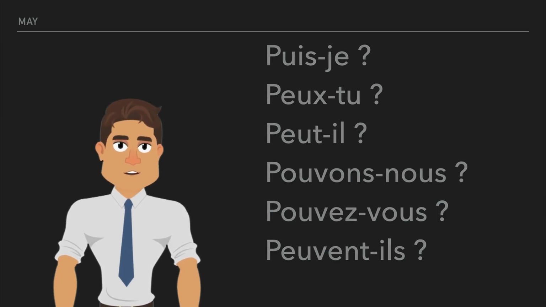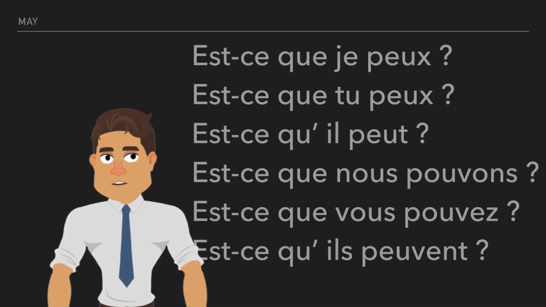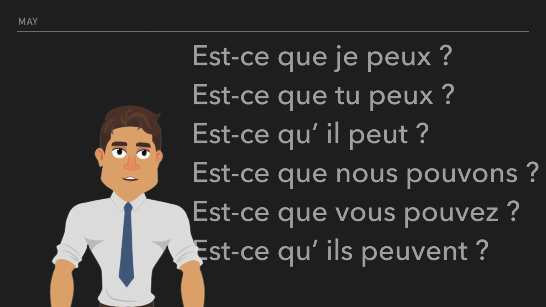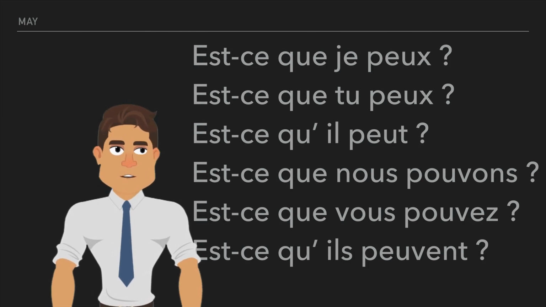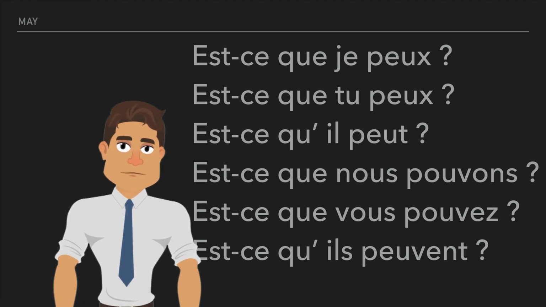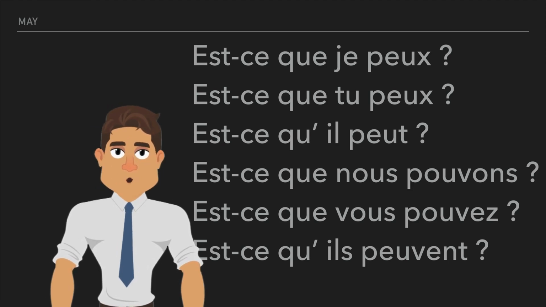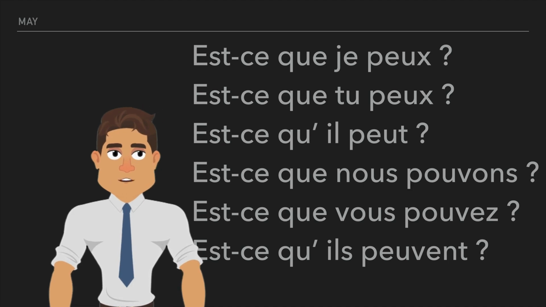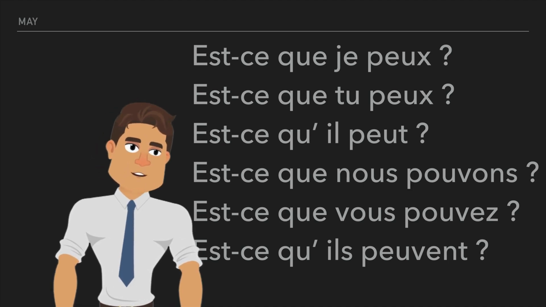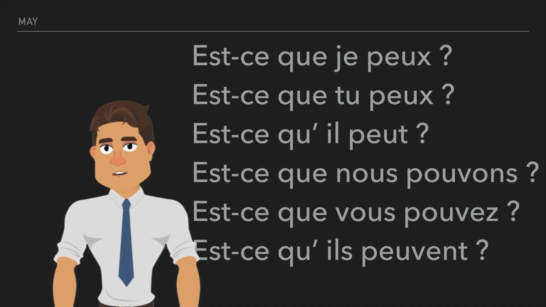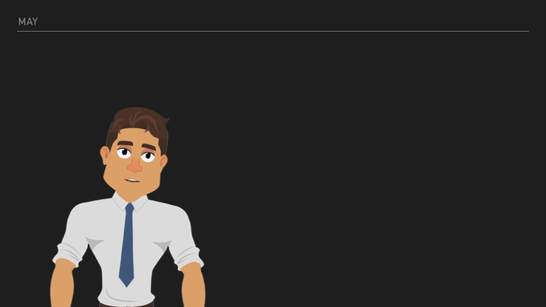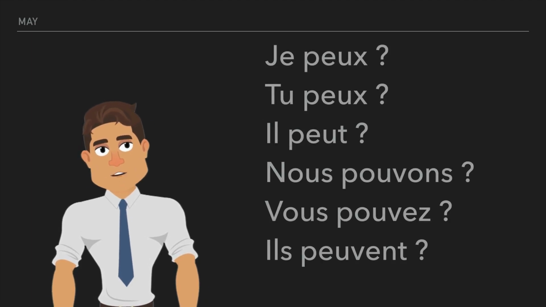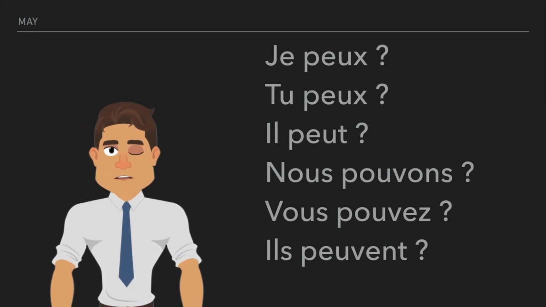Of course, there are other ways to make a question in French. You remember the est-ce que question. This one is easy because you just add a sentence afterwards. So est-ce que je peux? Est-ce que tu peux? Est-ce qu'il peut? Here, don't forget the apostrophe. Est-ce que nous pouvons? Est-ce que vous pouvez? Est-ce qu'ils peuvent? And of course, the easiest way to say it is in spoken French.